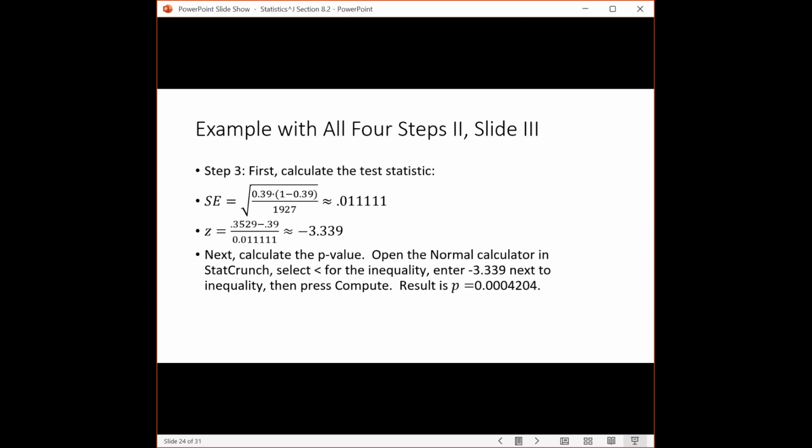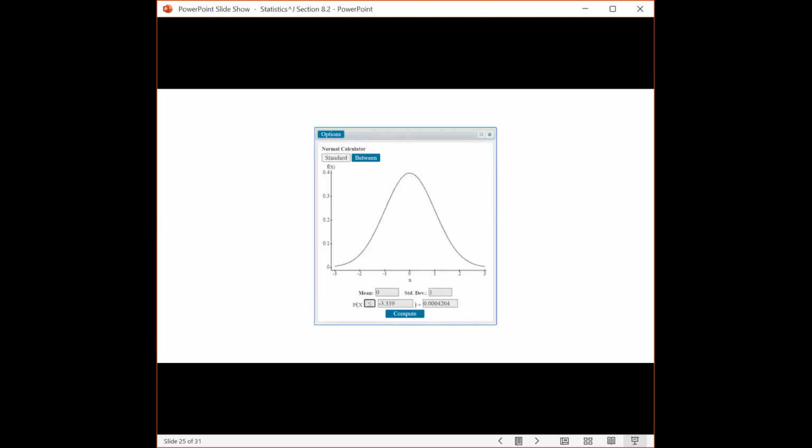Skipping ahead here. To calculate the p-value, open the normal calculator in StatCrunch, select less than, that's the alternative hypothesis, and then enter the test statistic we just calculated and press compute. When you do so, you're going to get 0.0004204. And here you can see that gives you all the stuff that's actually in StatCrunch. So it does verify what I just said.